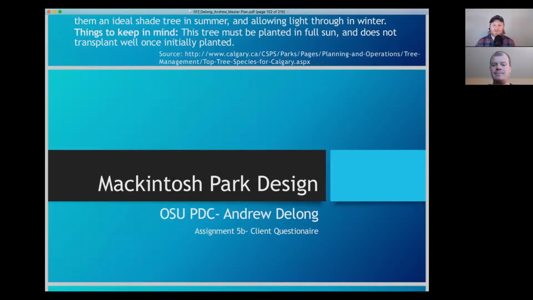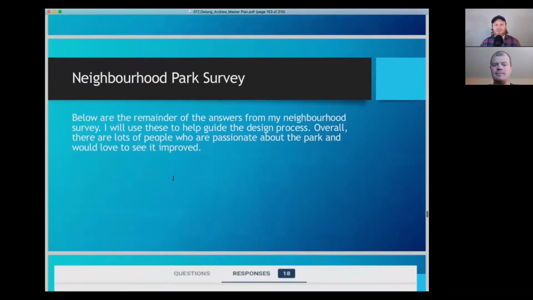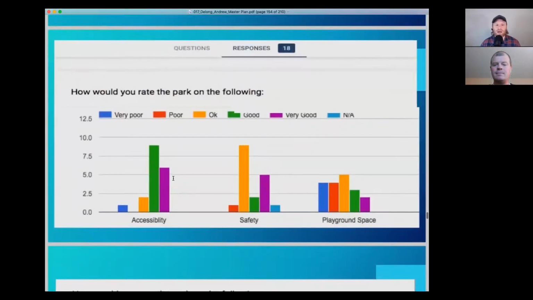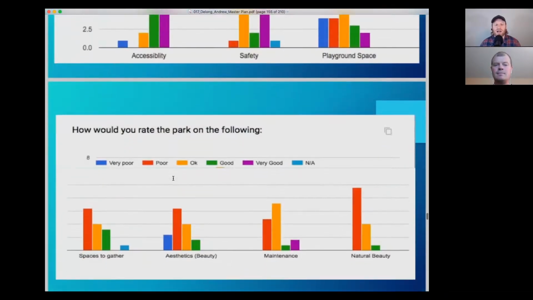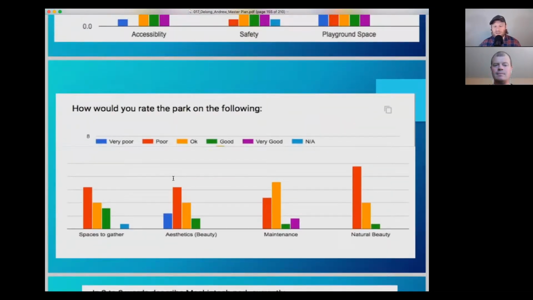One of them specifically, again, we've seen this before. This is a public park in Calgary called McIntosh Park. Great student, great assignment. And again, because this was a public conversation, they went through and they did a survey to understand what the individuals that used that park wanted. So they went out, they would say, how would you rate the park on the following: accessibility, safety, playground safety? Then they went into the aesthetics, the spaces to gather, maintenance, natural beauty. So they gave a big overarching conversation.